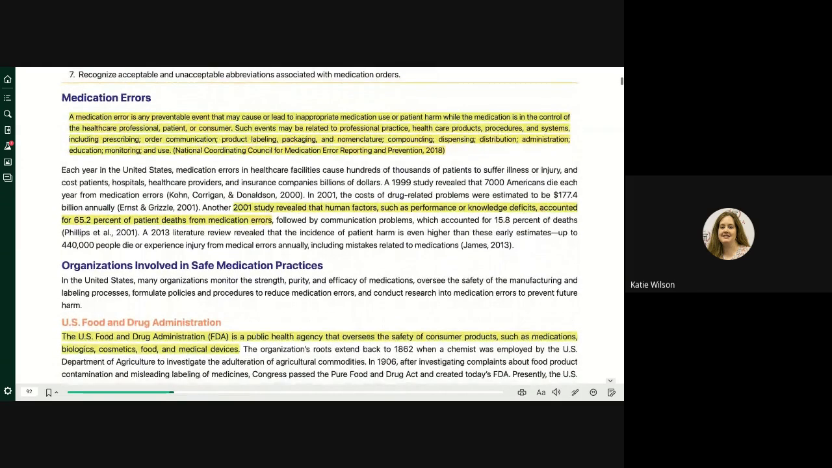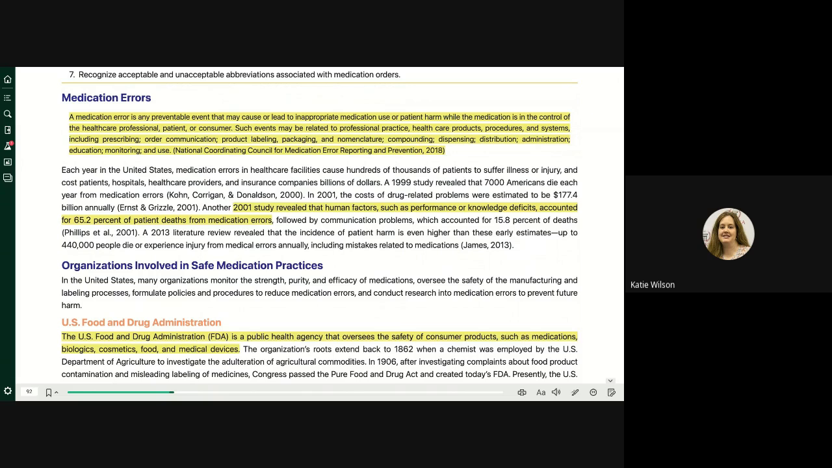So first thing they talk about is medication errors. And so a medication error is any preventable event that may cause or lead to inappropriate medication use or patient harm while the medication is in the control of the healthcare professional, patient, or consumer. And so these can be related to the following situations. And as a healthcare professional, namely a nurse, it is our job to prevent medication errors if at all possible.